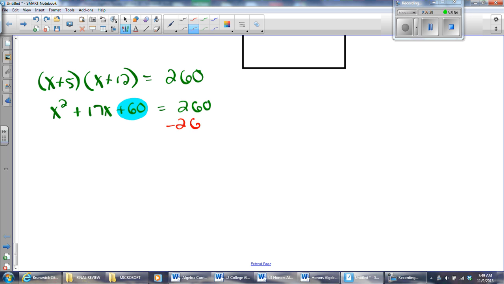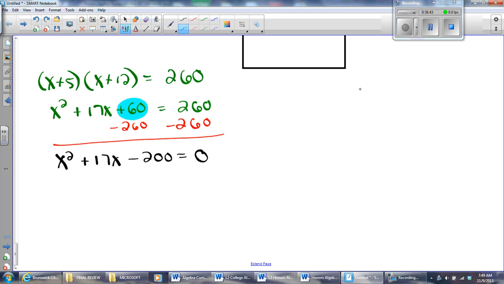I'm going to subtract 260 from each side because quadratics need to be set to 0 to solve. X squared plus 17x minus 200 equals 0. Now, I'm going to need factors of 200 that subtract to get 17. You know what? I'm not going to list all the factors. I'm going to try the prime factorization.